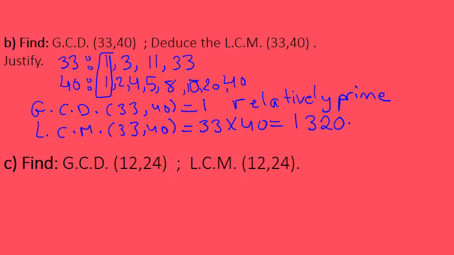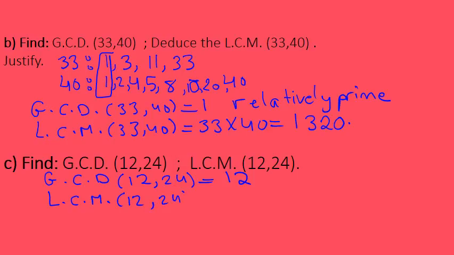Now in part C, we should find the GCD of 12 and 24. If we look at 12 and 24, 24 is a multiple of 12. So when we are getting the GCD of two multiples, the smallest number will be the GCD. And if we are getting their LCM, it is the greatest, which is 24, because 24 is a multiple of 12. Okay, thank you.